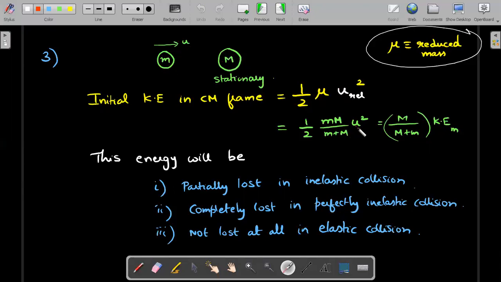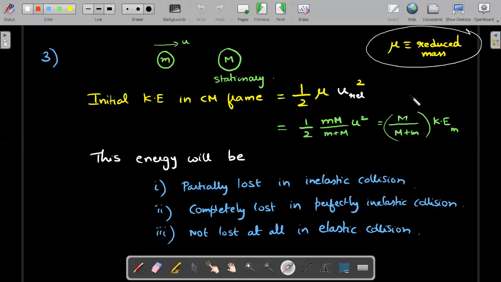So I've just substituted. And then if I write it in terms of the initial kinetic energy of the neutron, because I think the question is on this one's kinetic energy, not the CM frame. So I separate half small m and u square out as KE of small m. Then I end up with the remaining capital M divided by m plus M as the fraction. So this is the initial KE in the CM frame.